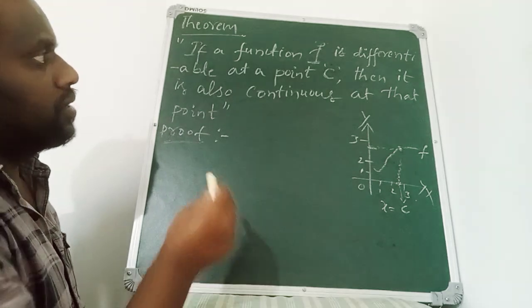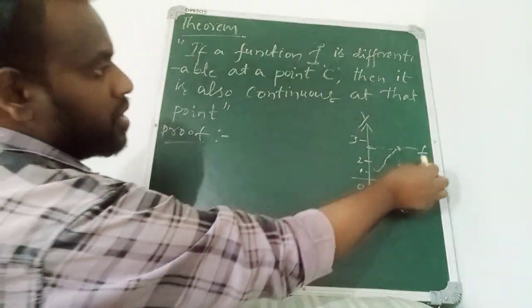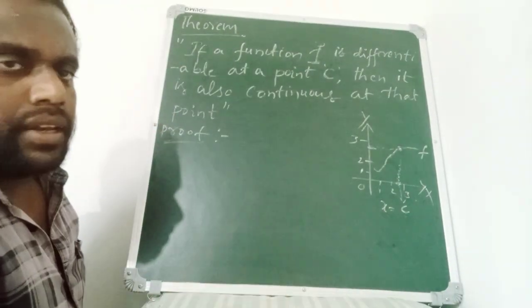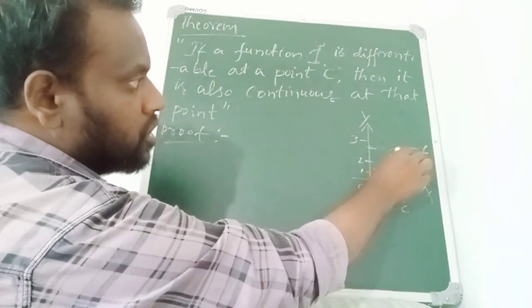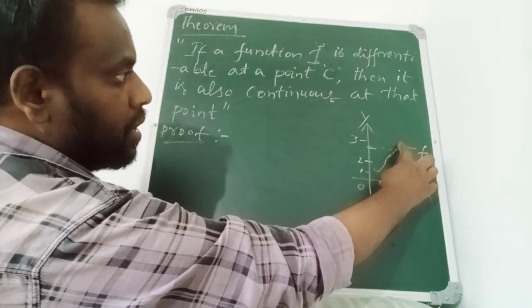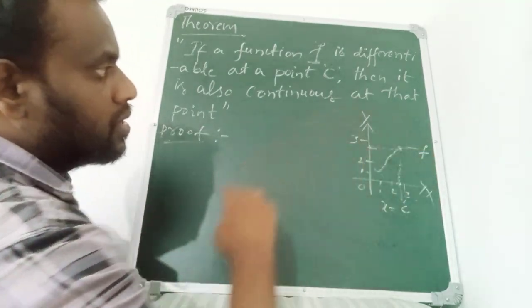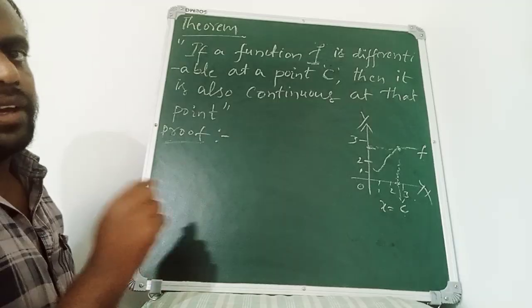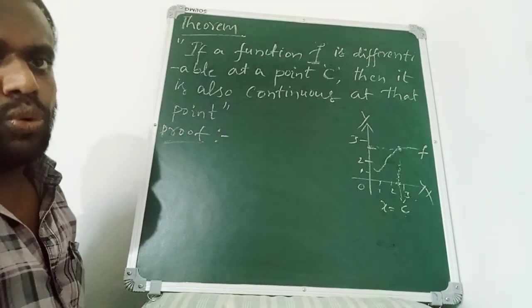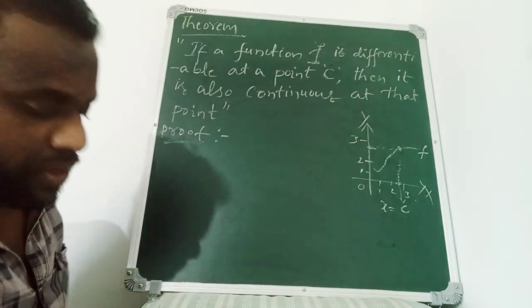So the theorem states when this function f is differentiable at x equal to c, then at x equal to c the function is continuous. That means there is no break here. That's what the theorem is telling. So we have to prove this theorem, we have to show this theorem is correct.